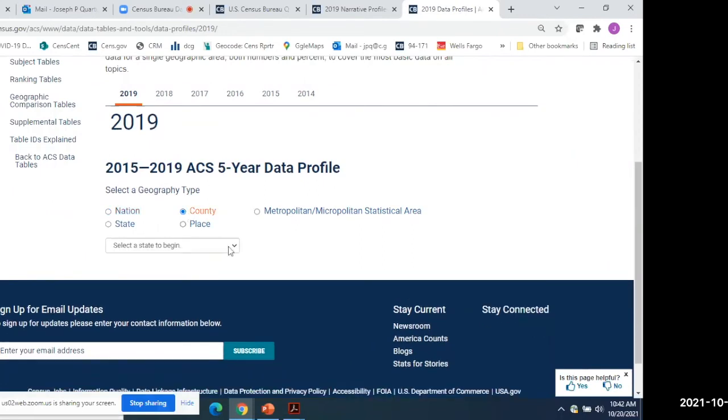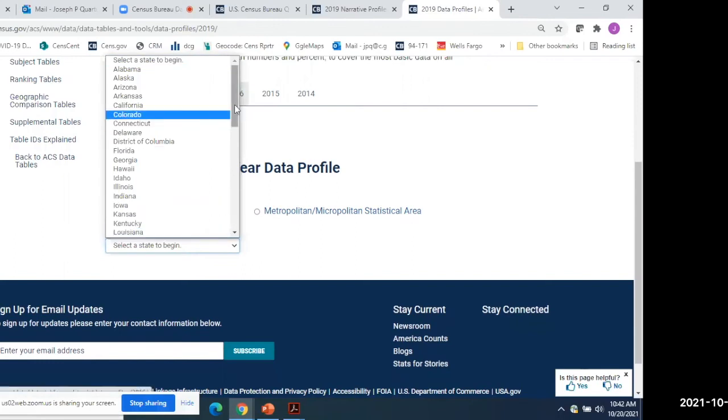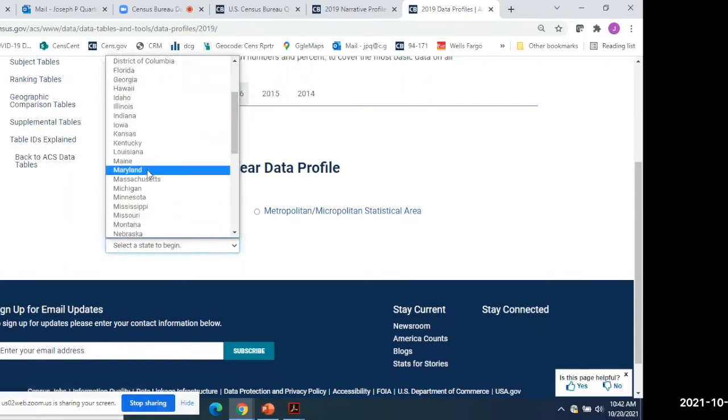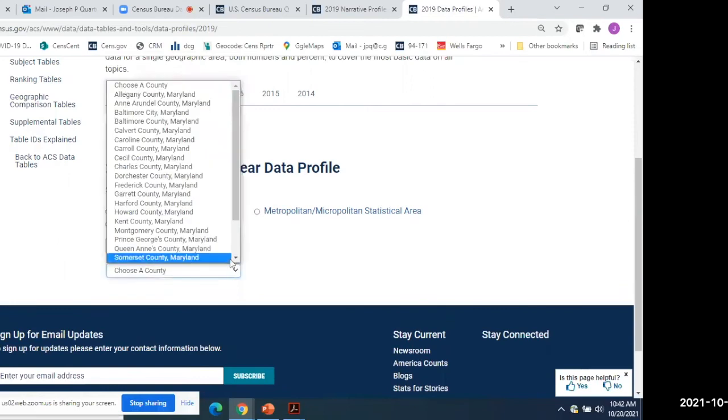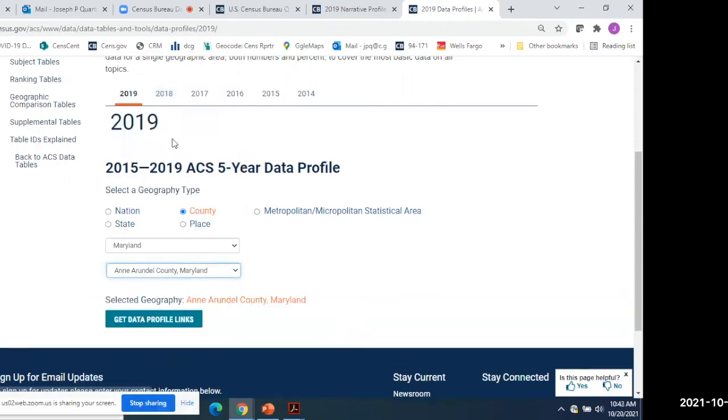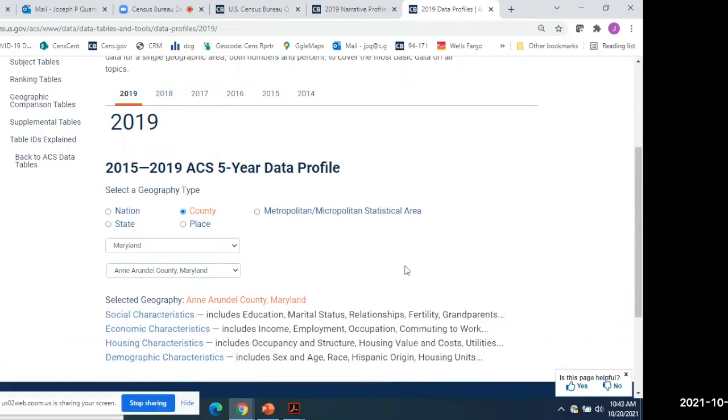We'll pick a geography here. Let's stay back in Maryland and go with Anne Arundel County. So we'll pick a geography, and instead of the narrative profile, we're going to get the data profile links. These are 4 different profiles about Anne Arundel County that give you a lot of information about them.